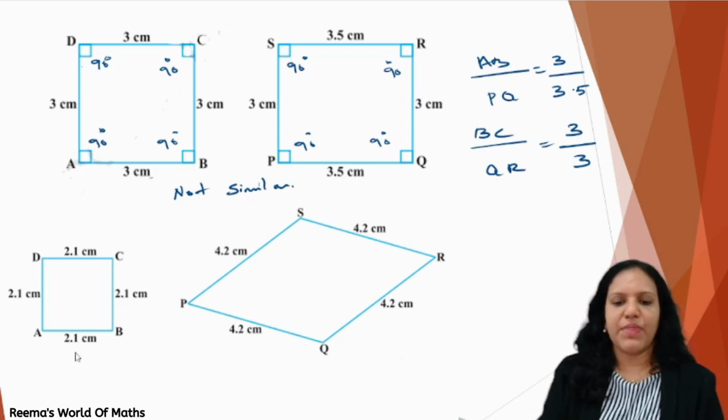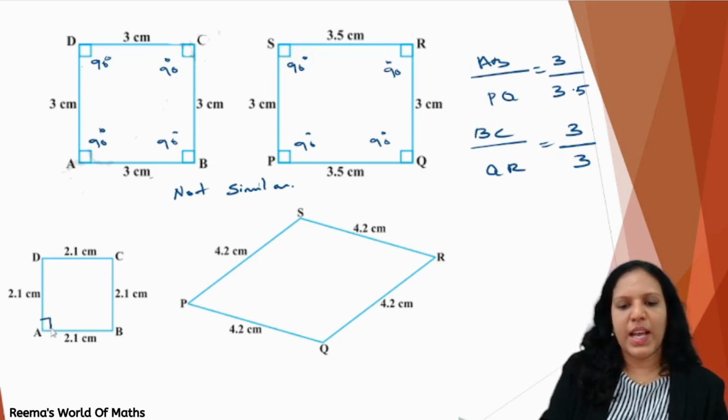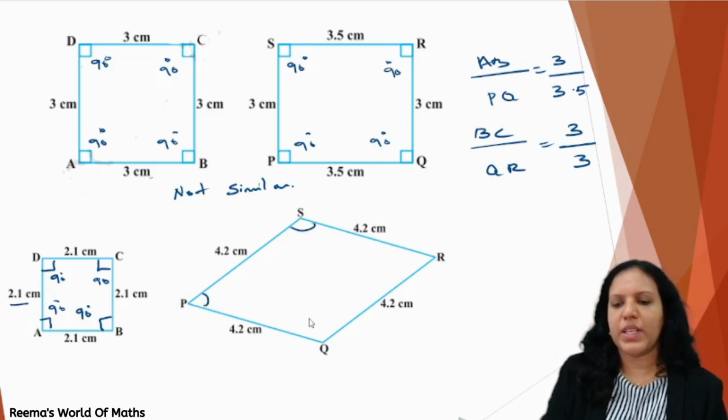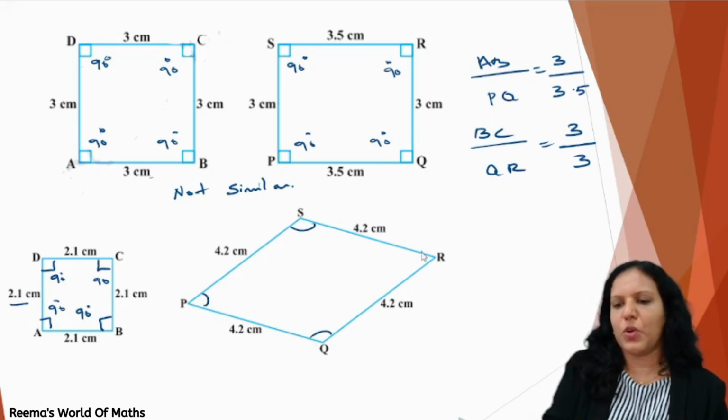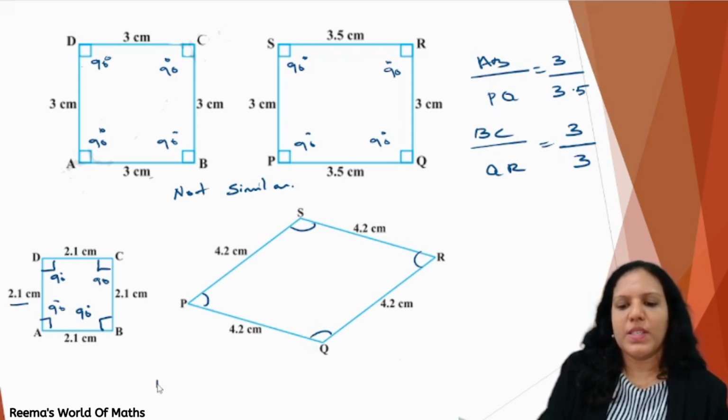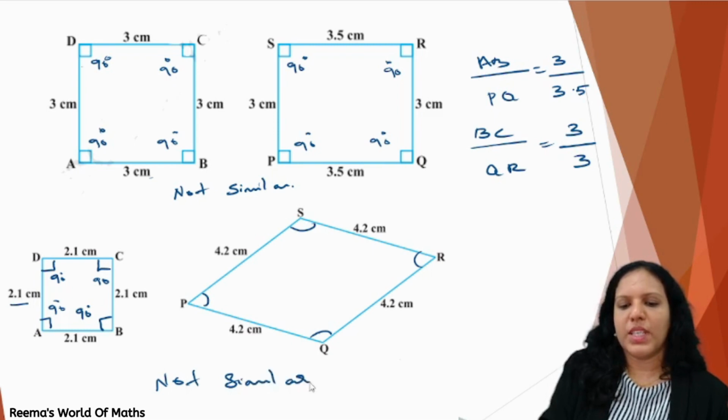Similarly, let's see this figure. We can see all the angles of this square are 90 degrees, hence it is a square. All the angles are 90 degrees, and the sides are given as 2.1 centimeters. Let's look into this other figure and its corresponding angles. Are they 90 degrees? No, we can say these are not 90 degrees. So these two figures are also not similar to each other.